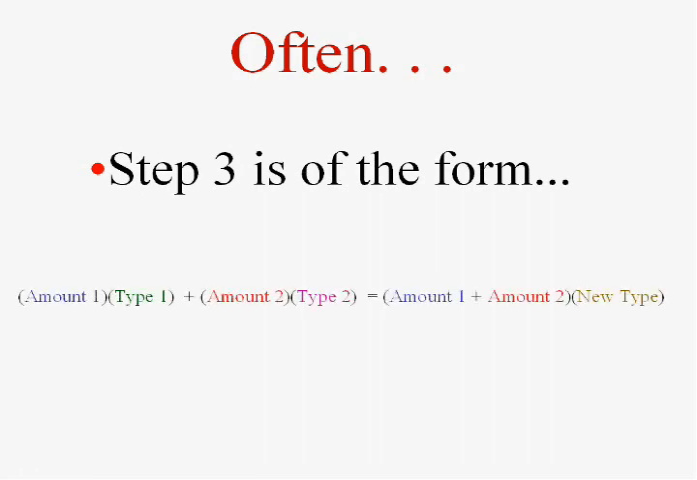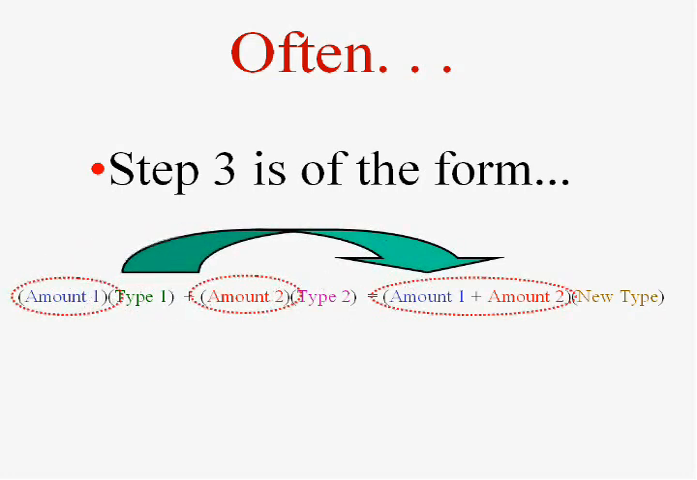Now, just about all the time, these mixture problems are going to be of the form: amount 1 times type 1 plus amount 2 times type 2 equals amount 1 plus amount 2 times the new type of mixture that you're forming. Note that if I pour amount 2 into amount 1, you get amount 1 plus amount 2. That's how much you'll have of something.